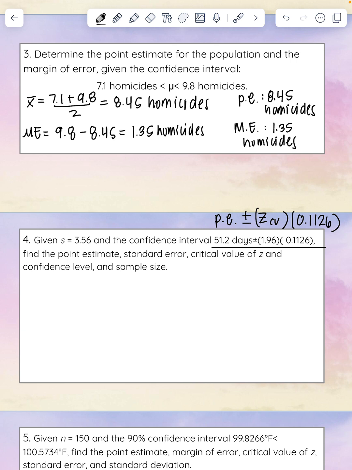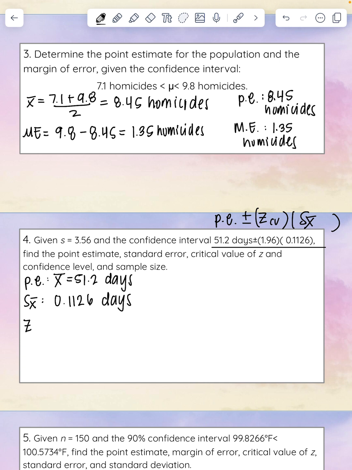Okay, so then point estimate. It's not a proportion, it's not a percent, so we use X bar here, so 51.2 days. Standard error would be the last number, oh sorry, right here, so 0.1126 days.